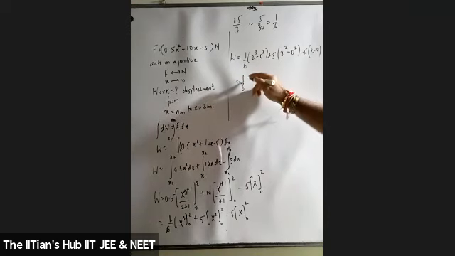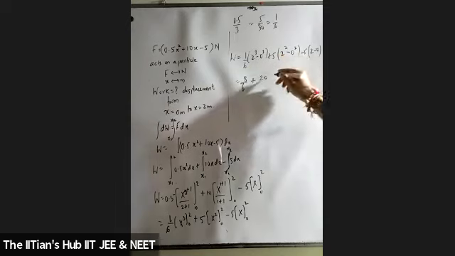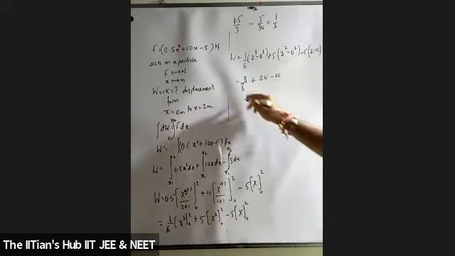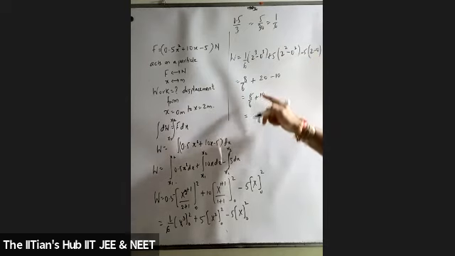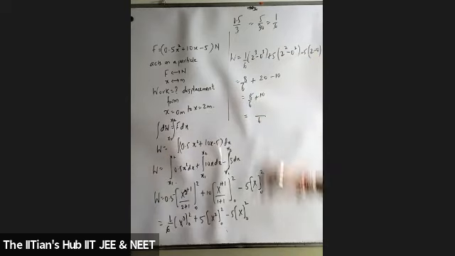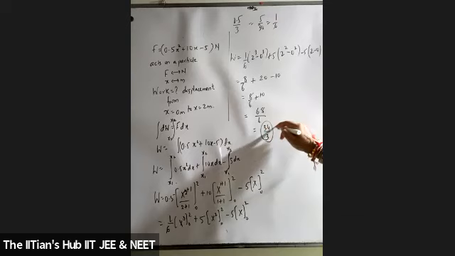2 cube, what will it be? 8. Plus 5 into 4 will be 20. Minus 5 into 2 is 10. From here, 8 by 6 plus 10. LCM is 6, 60 plus 8, 68. Can I get it in the reduced form? 2 3s are 6, 2 4s are 8.